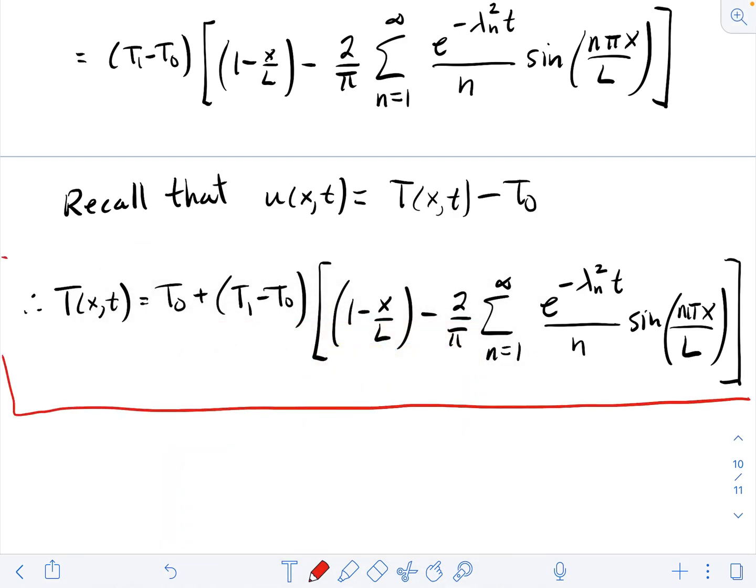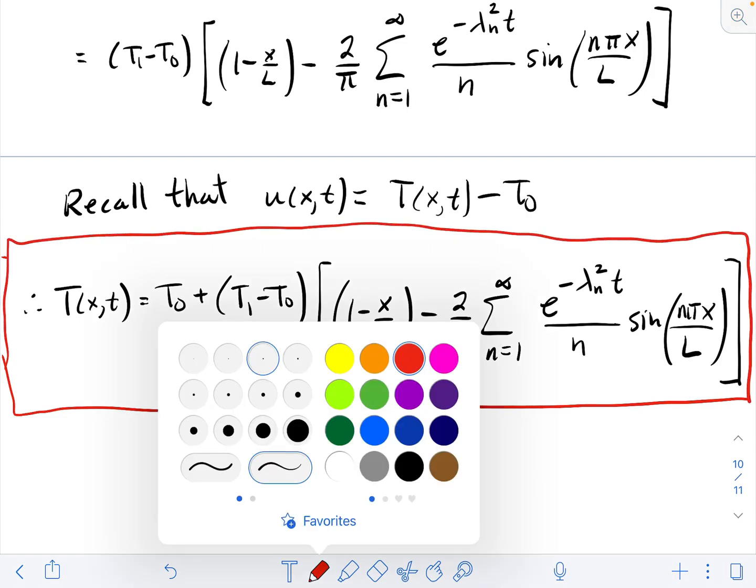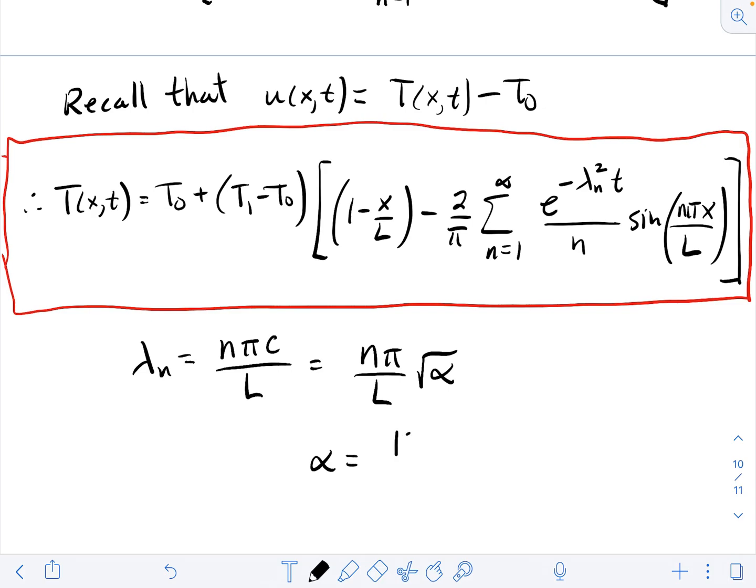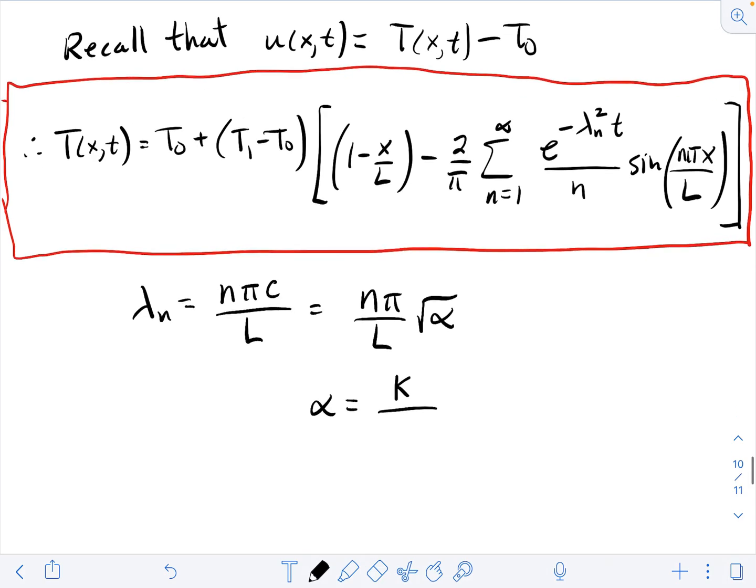This is the solution, and let's remind ourselves what some of these quantities are. Lambda_n is n pi c over L. c squared was alpha, and so c is just the square root of alpha. And finally, alpha was the thermal diffusivity, which is the ratio of the thermal conductivity to the specific heat.